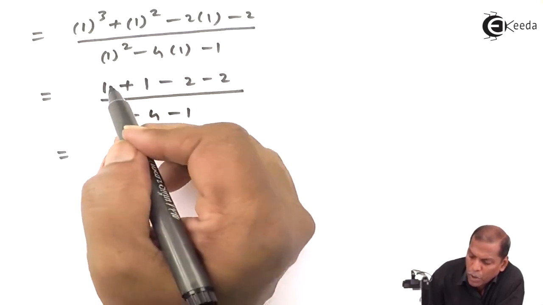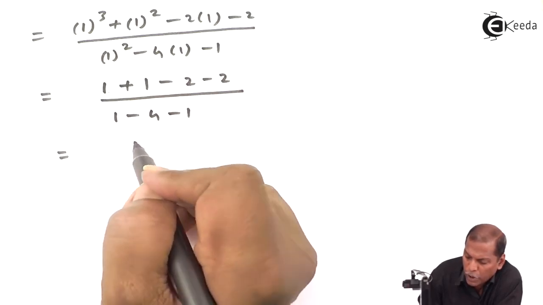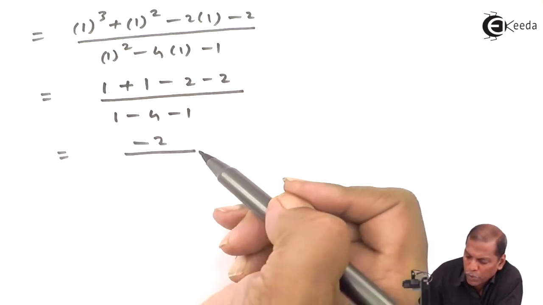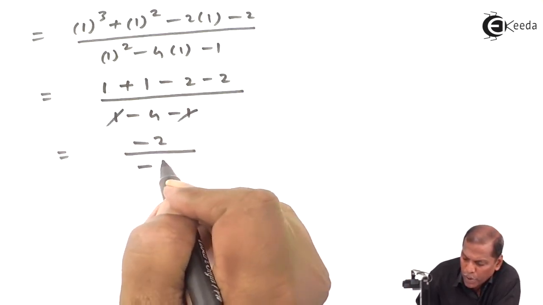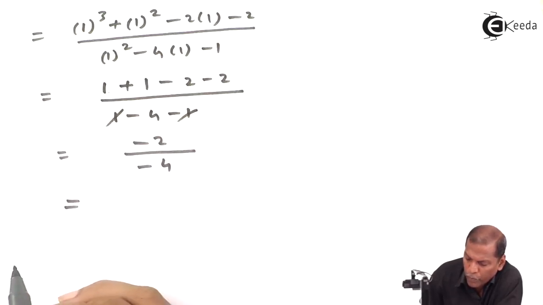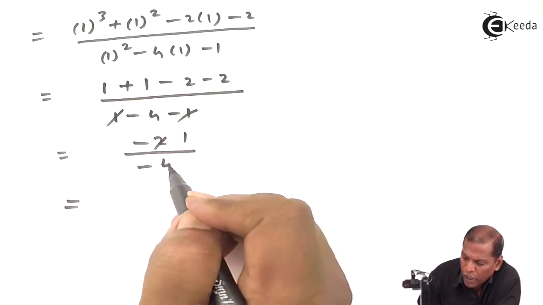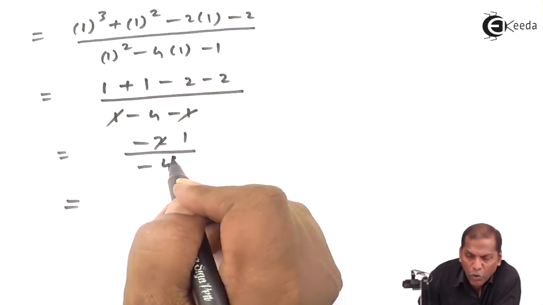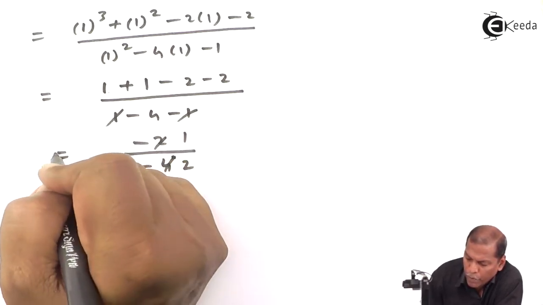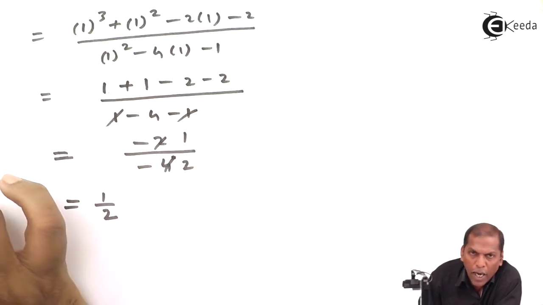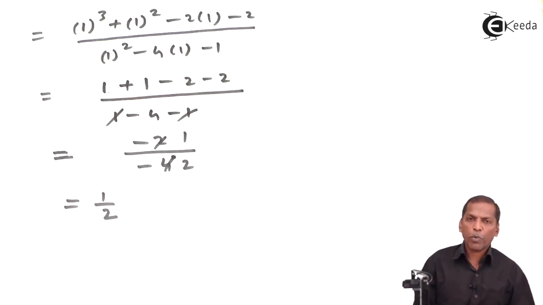So here 1 plus 1 is 2, 2 minus 2 is 0, 0 minus 2, so we get minus 2. Similarly in the denominator, plus 1 minus 1 cancel, so we are left with minus 4 only. Now we cancel minus minus from numerator and denominator and then go for cancellation: 2 ones are 2 and 2 twos are 4. So in this way we get 1 by 2 as the answer. So this is the required solution for the given problem. Thank you.